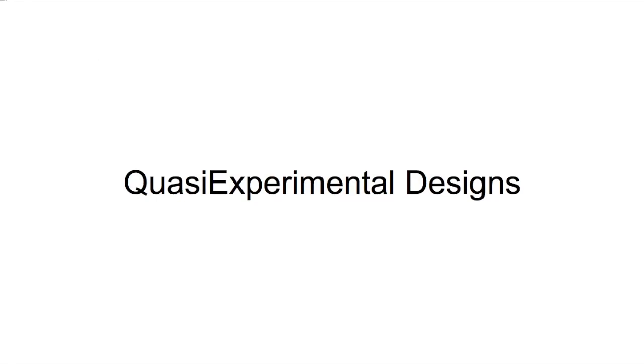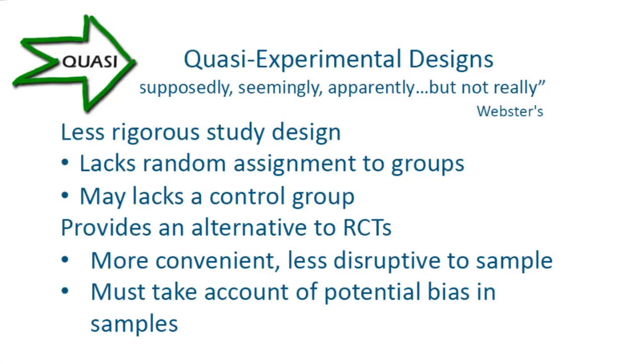Now we're moving on to a different type of study design. It's called quasi-experimental, okay? So the word quasi, as defined by Webster's, means supposedly, seemingly, apparently, but not really. So it's kind of experimental, basically, okay? It's going to be less rigorous. A couple things that it might lack: it's going to lack the random assignment to groups, or it may lack a control group, but it does provide an alternative to randomized control trials. And the reason that's important is it's more convenient to conduct. It's less disruptive to the sample.